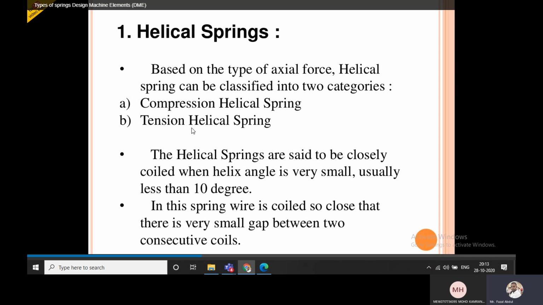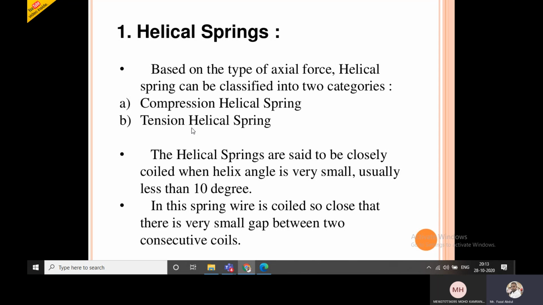This helical spring you can generally find in everyday life. If you see a bike stand, one helical tension spring appears at the side stand. When you apply the side stand, there is a small spring. That is the helical tension spring. Where can you find the compression spring? At flyover bridges, between the slab and the pillar, there is a spring. That spring is known as a compression helical spring.